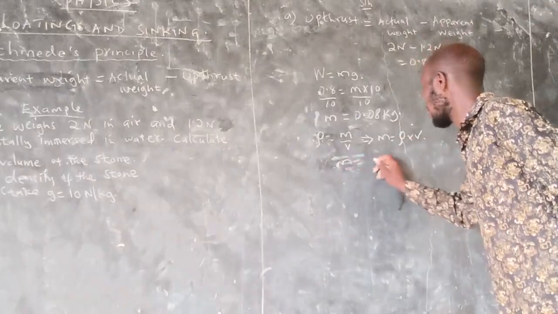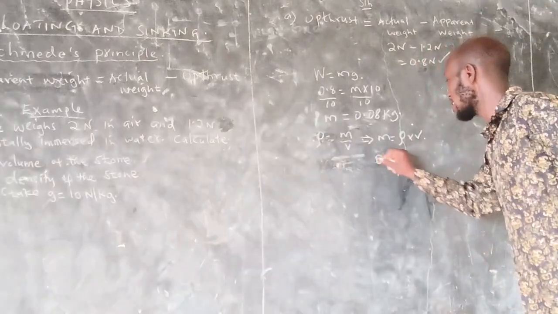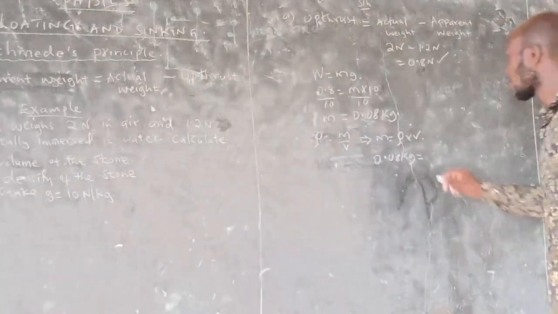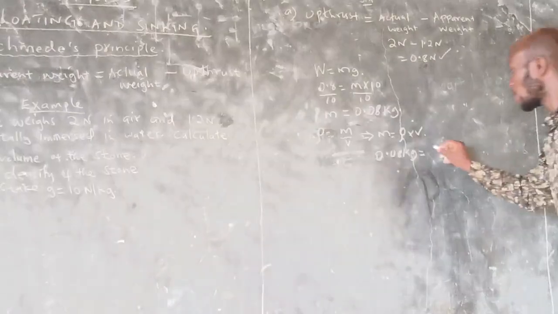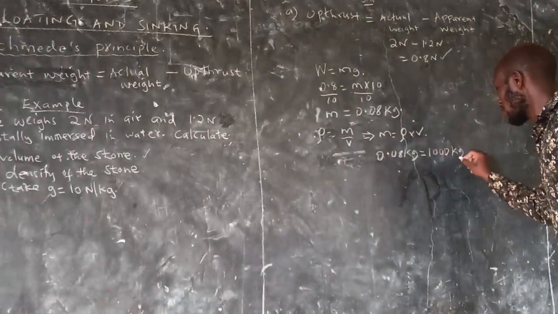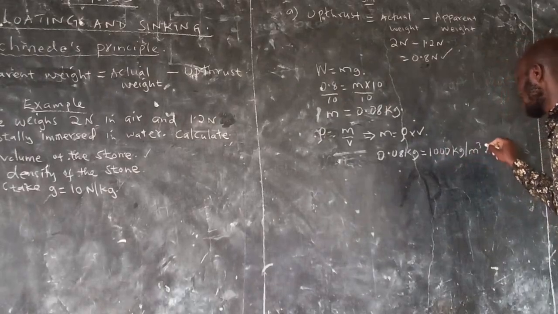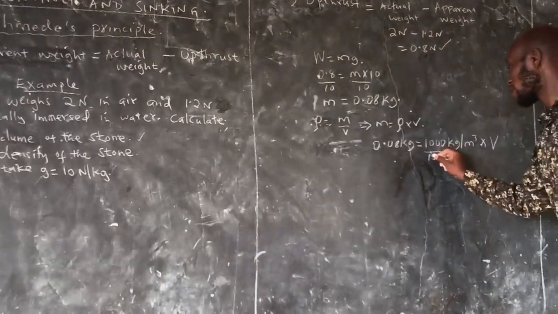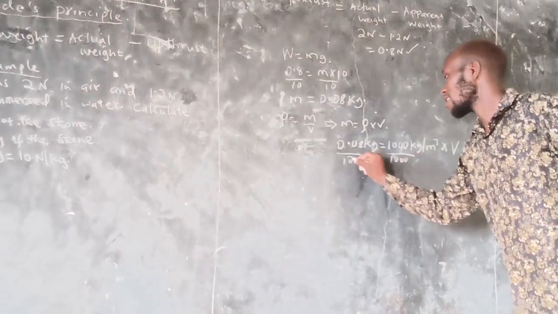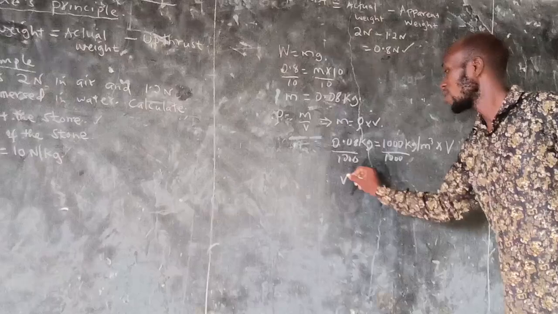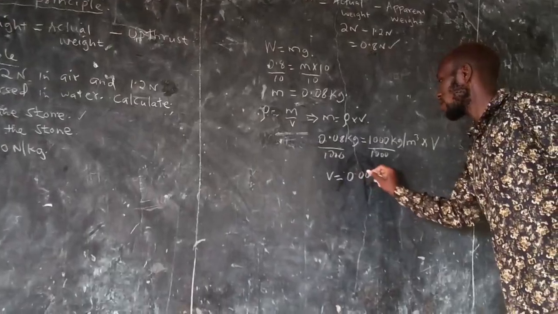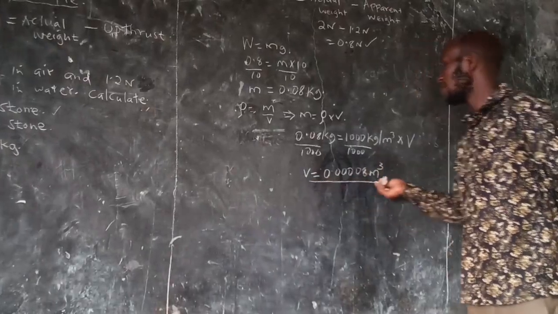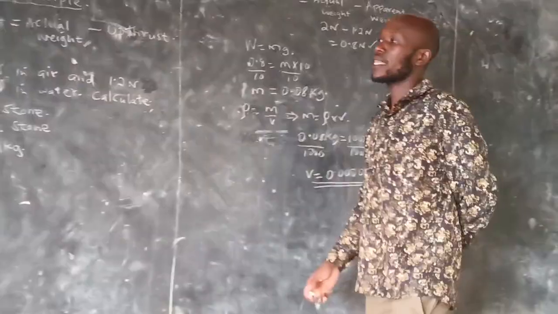So we have mass 0.08. This one is equal to density, which is 1000 kilogram per cubic meter, then times the volume. So here we can get the volume by dividing by 1000. Therefore, our volume will be given by 0.00008 cubic meters. So this is the volume of the stone.